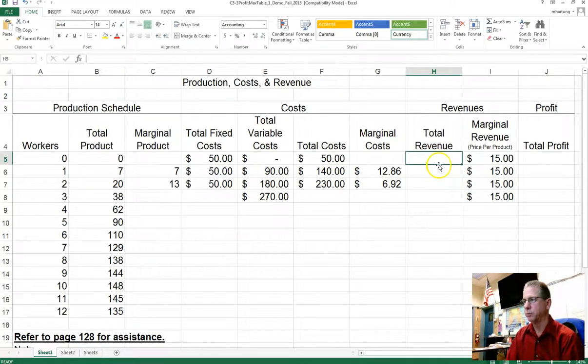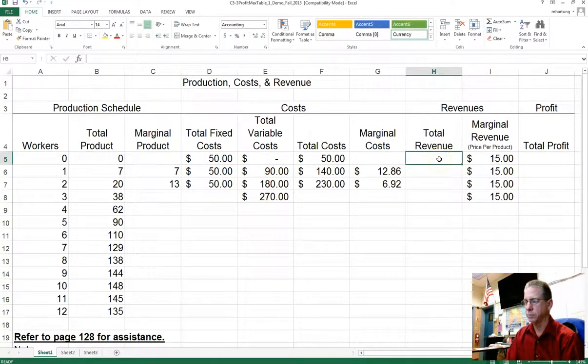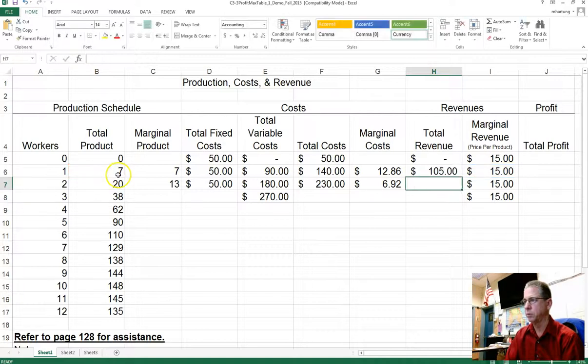You will recall, total revenue is the price times the quantity. The equal sign. Our marginal revenue for each product we sell times the number of those products. In the first example, our first worker, no workers, 0. So we have no revenue. Now we hire a worker and start making some production. 15 times total product 7. One more.